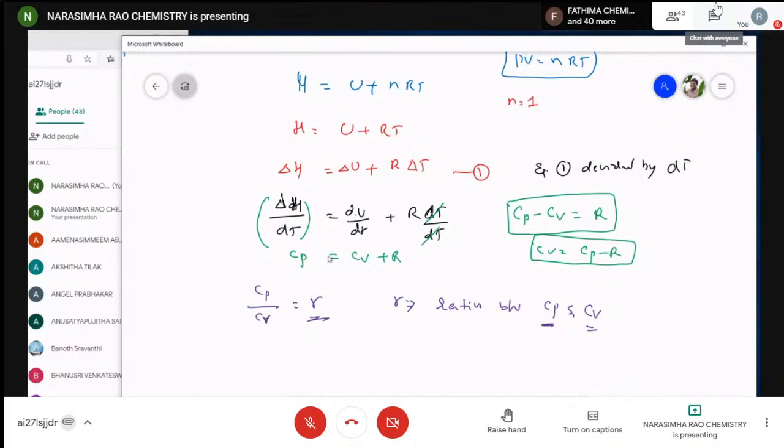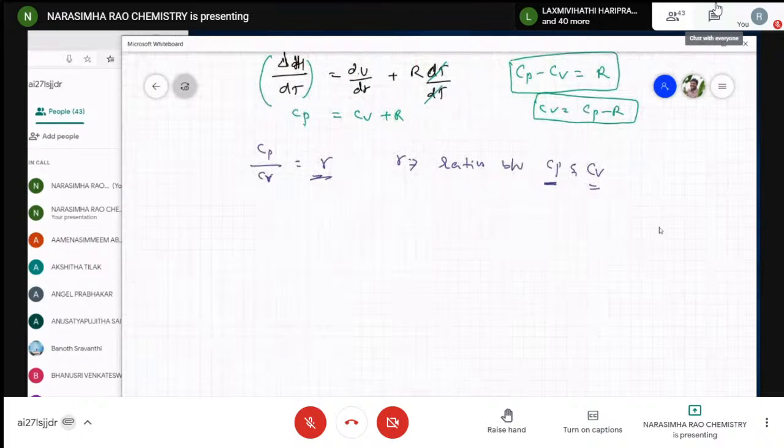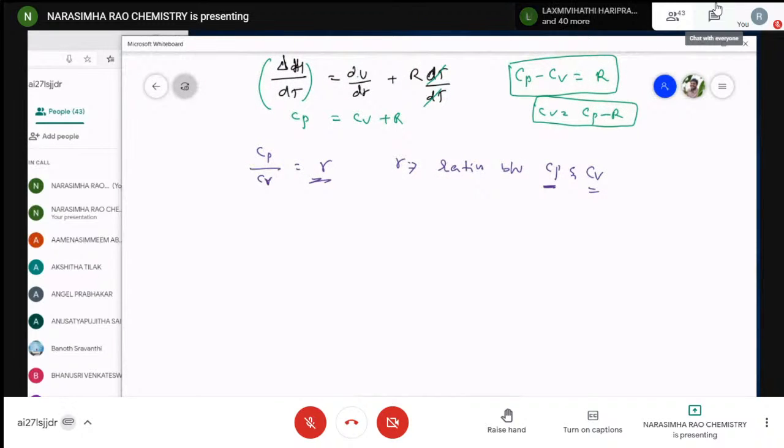Children, still now it's clear? Does anyone have doubts so far? Clear. The capital R and small r are the same, sir. Capital R and small r are both the same. So this is not R, this is gamma. What I am telling, this is gamma.